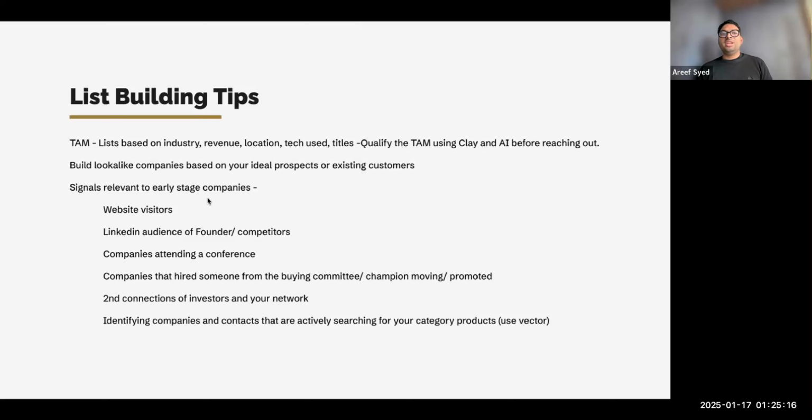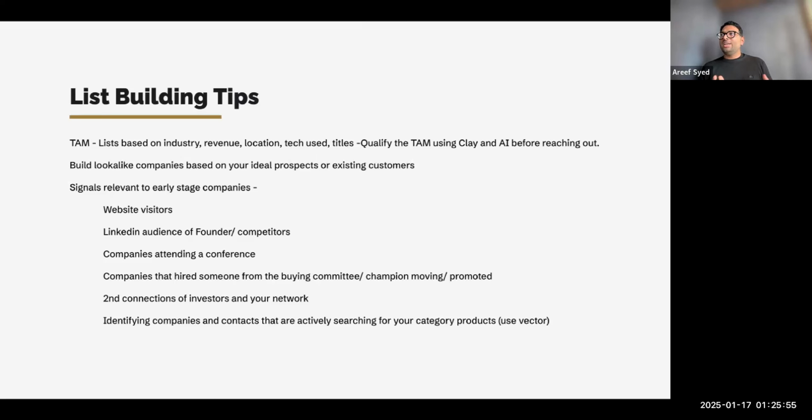Then finally, this is going to be the future of GTM, where you have signals. You want to use signals, for example, you want to reach out to people only when they visited your website, or who are interacting with your content on LinkedIn or your competitors' content on LinkedIn, because you already know that they are in the space and they understand what you're talking about. Or people who have attended a specific conference. So you can build your own signals for the company that is relevant for you, and there are tools today that could help you build these lists.